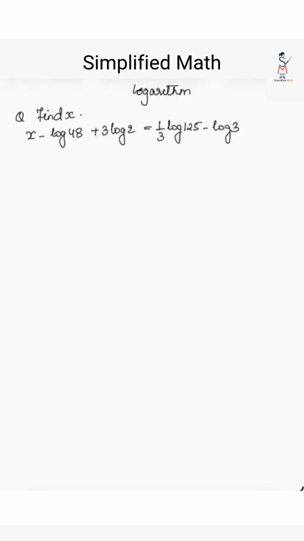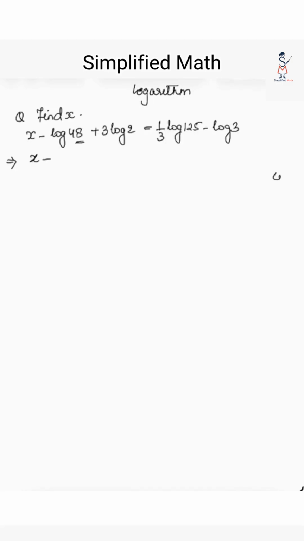Hi, we are doing logarithm. The question is find x. x minus log 48 plus 3 log 2 is equal to 1 by 3 log 125 minus log 3. The same sum can be done using 3 ways. So let's see one way. We will write x only, minus log 48.